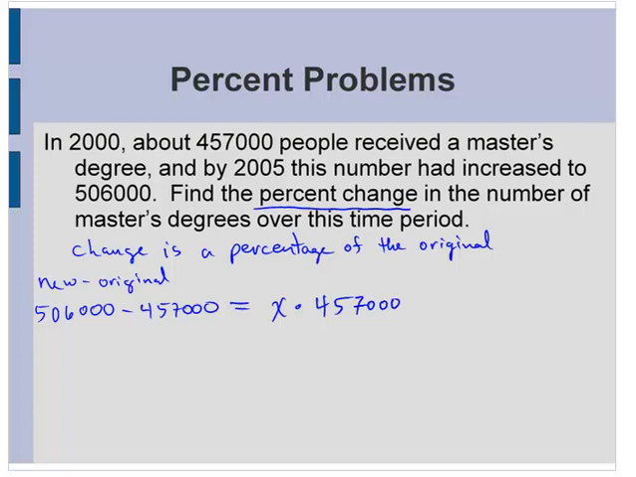Now that we have the equation, let's go ahead and solve it. We have 506,000 minus 457,000. Let's go through that arithmetic.